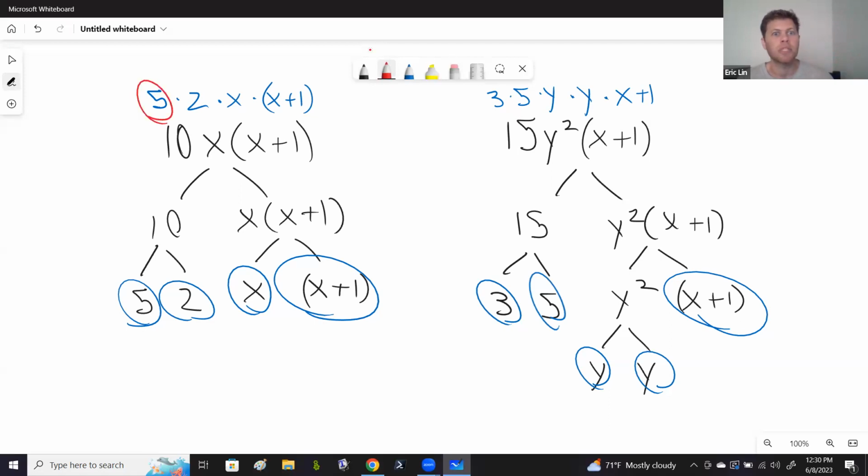I see that they both contain a 5. I see that they both contain an x plus 1. I should probably write that out just to avoid confusion. So they both contain an x plus 1.